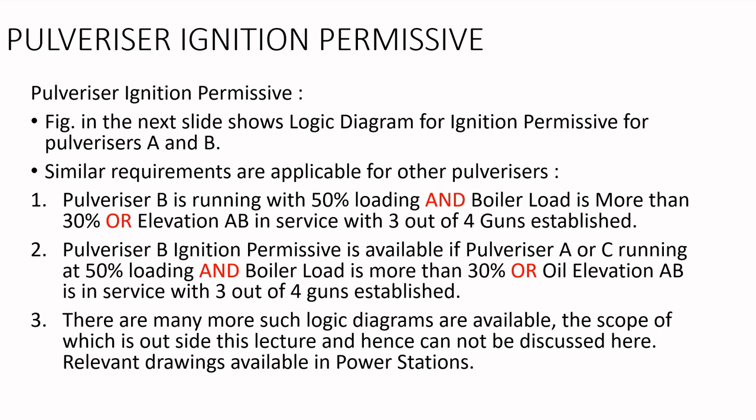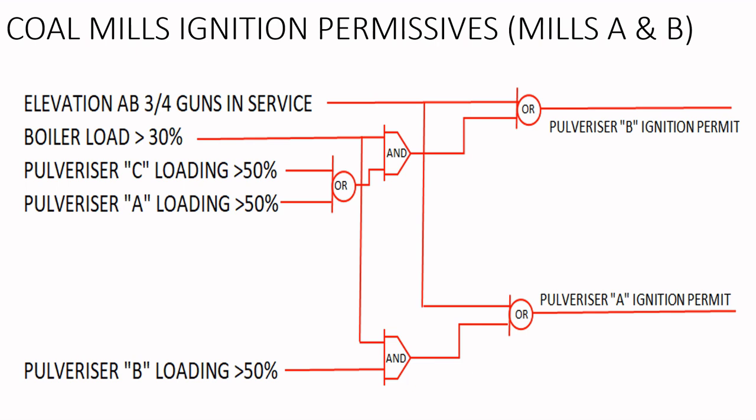So the same thing is like a diagram. It has been put in a diagram in the power stations also. You will get these diagrams. So elevation 3-4 guns, those are in service, or you should have boiler load more than 30%. All the pulverizer C is loading more than 50%, or pulverizer A is loading. So these conditions are OR, and then if they are put with AND, then it will go to elevation.